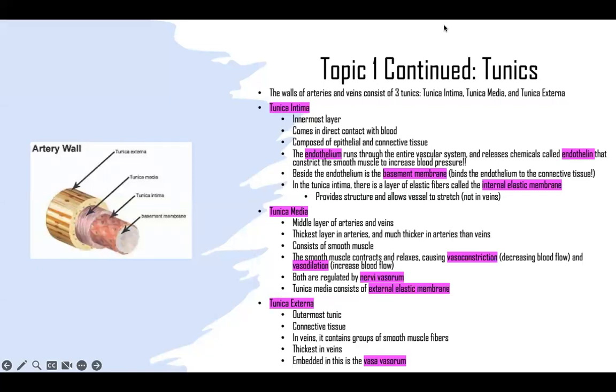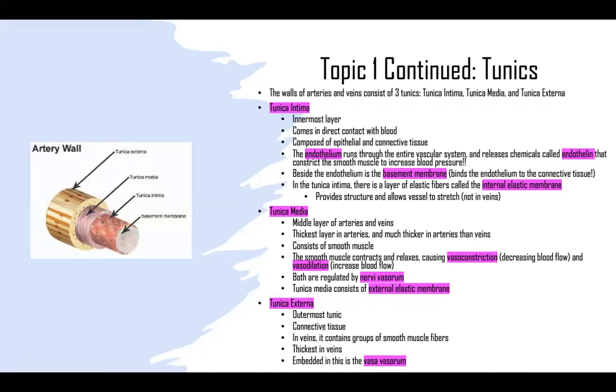We are going to continue on our first topic, and we're going to be getting into tunics. Continuing with blood vessel structure, we're going to be talking about the three tunics. They make up the walls of arteries and veins, and there are 3 of them: the tunica intima, tunica media, and the tunica externa. We're going to start with the tunica intima. The tunica intima is the innermost layer, and it comes in direct contact with blood.